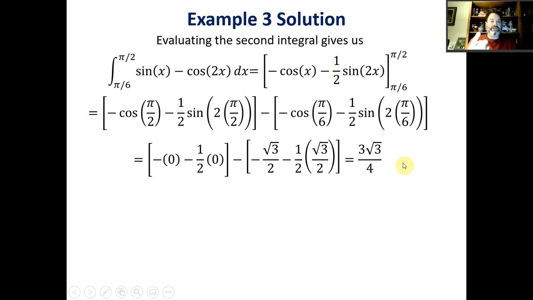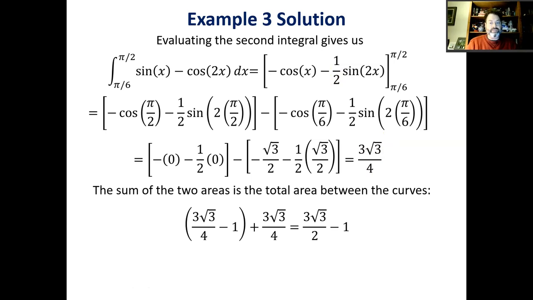So we have two regions. Both of these are positive numbers, so we add them together. So here's the first region, here's the second region, and when you add it together, you get this. And that's an exact value.